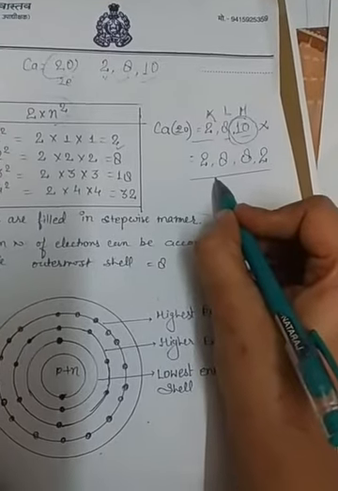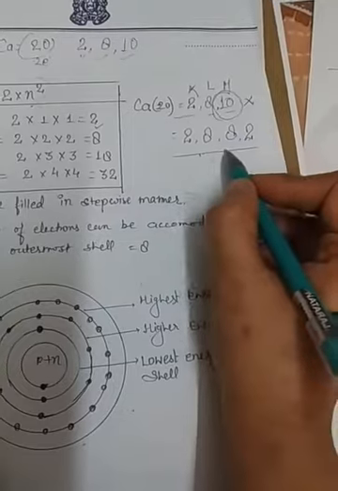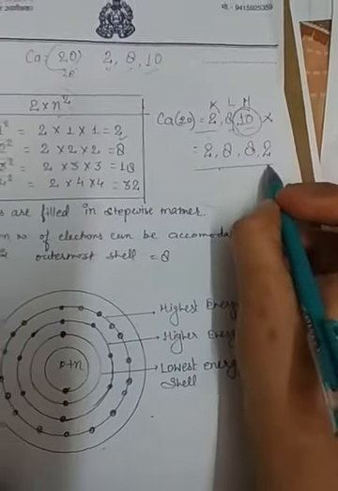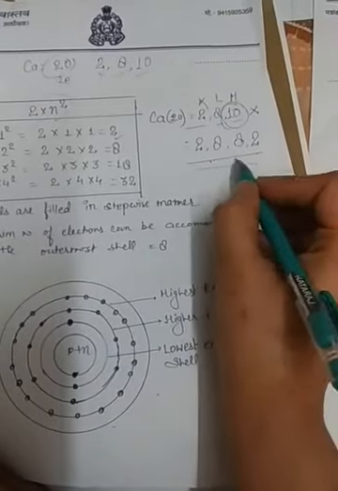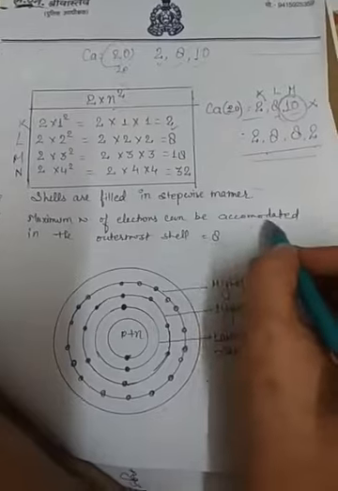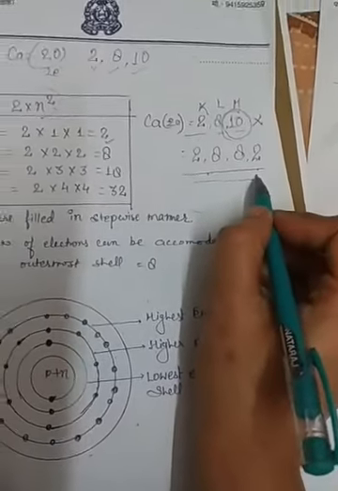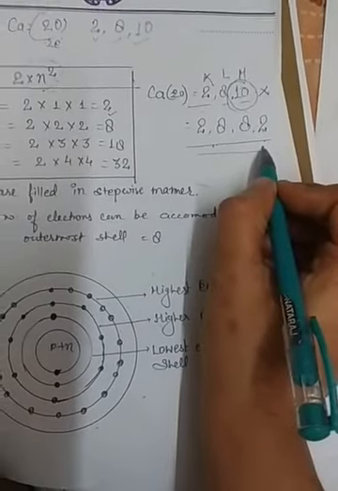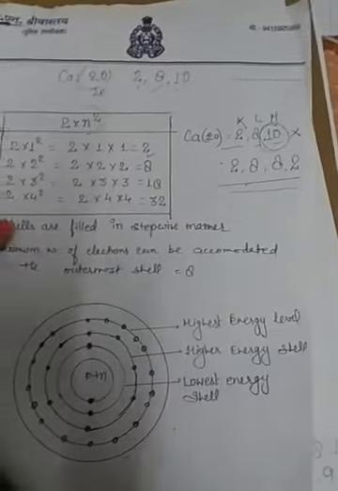According to the first rule, first shell K has 2 electrons, second 8 electrons, third 8 and the last shell 2 electrons. Shells are filled in a stepwise manner K, L, M, N. And the maximum number of electrons that can be accommodated in the outermost shell is 8 or less than 8. In this way we are following all the rules. Got it? Now see the atomic structure.